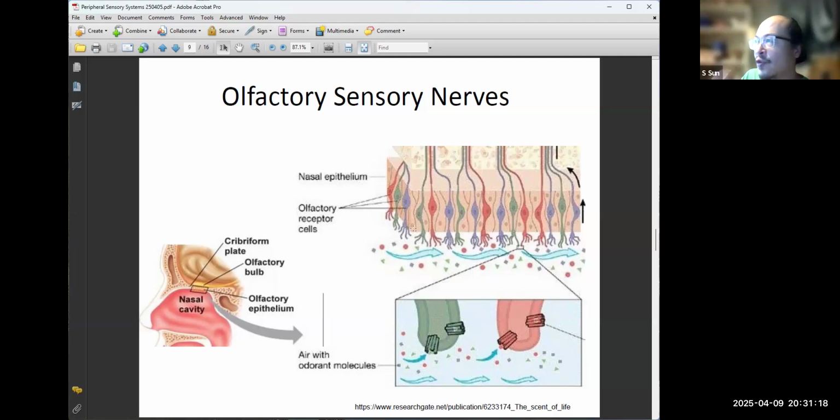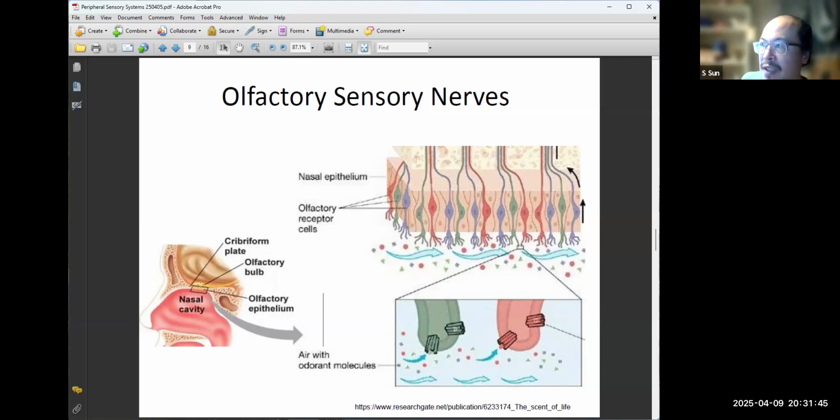We have about 400 different kinds of sensory receptors for smelling, so we can detect many different kinds of smells. Then this nerve, when they bind on it, will trigger it. The nerve will go in through the bone. This bone is called the cribriform plate right here. So we learned about this one in our bone lab.